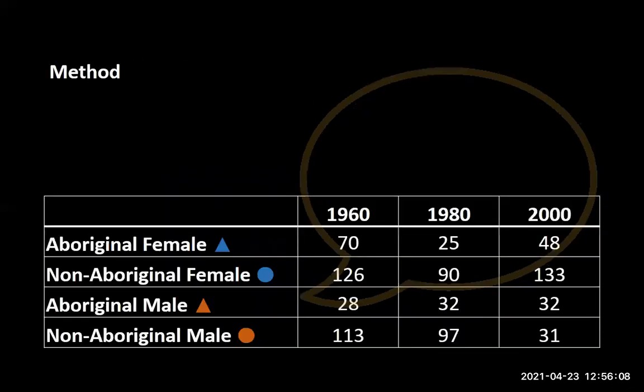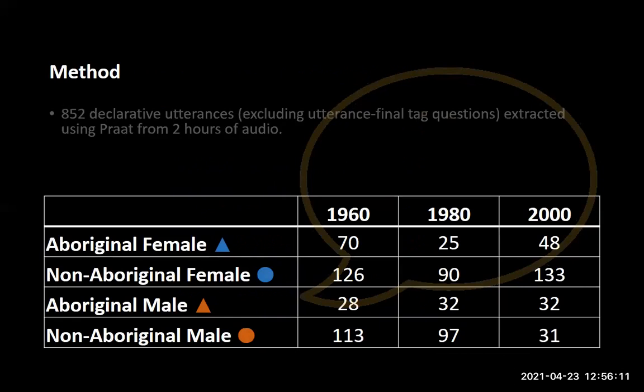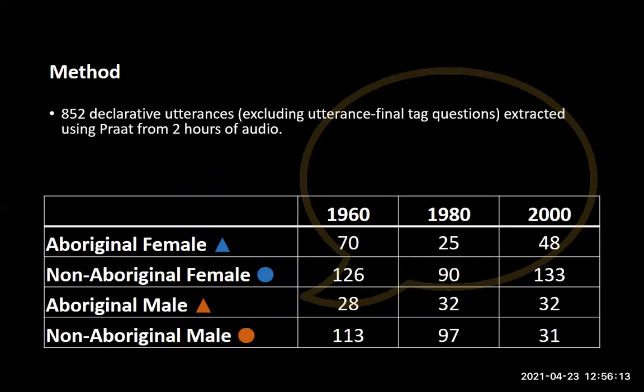Onto the method itself. So at present, 852 declarative utterances are extracted from the first 10 minutes of dialogue from each of the 12 participant interviews, totaling 2 hours altogether. Each participant has a unique combination of 3 predictors. There are 6 women and 6 men, 6 Aboriginal and 6 non-Aboriginal participants, and 3 tiers of age groups being born approximately 1960, approximately 1980, and approximately 2000.